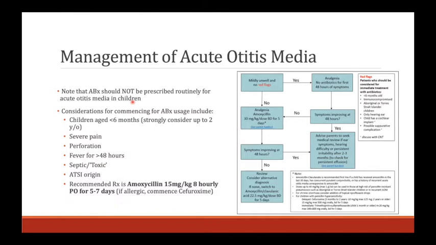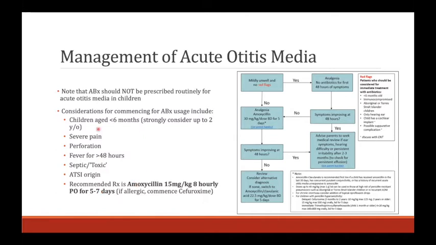So in terms of when antibiotics need to be started, they need to be started in very particular contexts. Those include the children being aged less than 6 months, if the pain is out of proportion to the clinical findings, if there's tympanic membrane perforation, if there's fever for greater than 2 days, if the child has become septic or toxic, if they're of Aboriginal or Torres Strait Islander origin, and the main antibiotic to consider at this point is just a simple penicillin like amoxicillin.